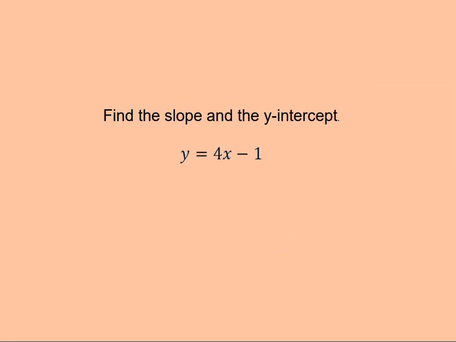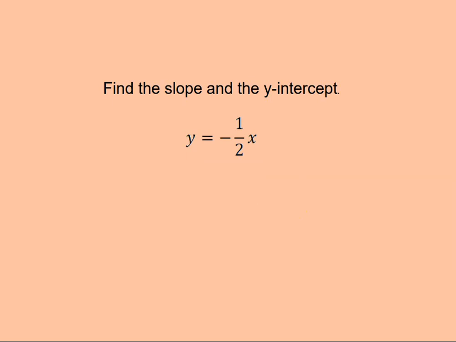Here's another equation that is already in slope-intercept form. In this equation, our slope, or our m, would be 4. Remember, it's the coefficient of our x term. Our b, or our y-intercept, is going to be negative 1. Remember, slope-intercept form is y equals mx plus b. So if there's a negative sign here, that's going to go with the y-intercept. So our y-intercept is negative 1.